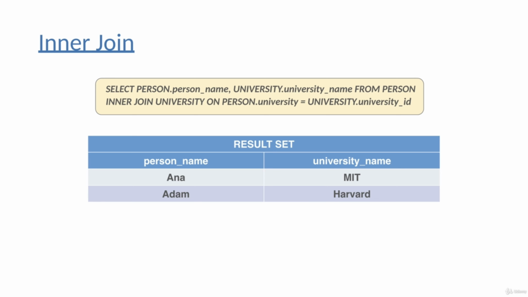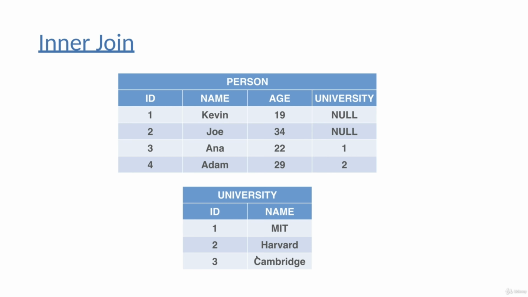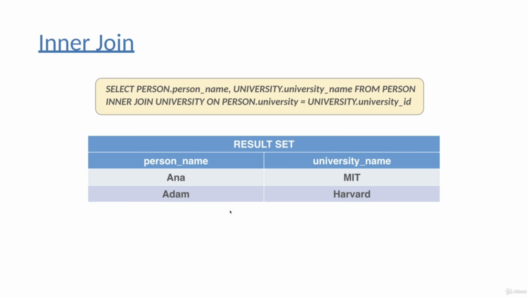Then you may pose the question that, okay, why don't we have Cambridge as far as the university names are concerned? And again, we can come to the conclusion that the ID of the Cambridge University is equal to 3, and if we check the person database table, there is no person in the table that has the university with value 3, which means that none of these persons attend Cambridge as a university. And of course, this is why Cambridge is not part of the result set.